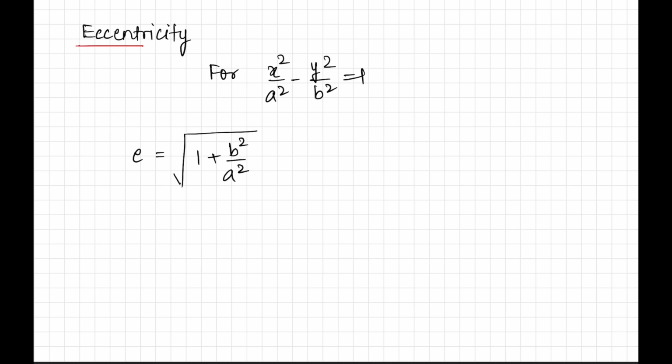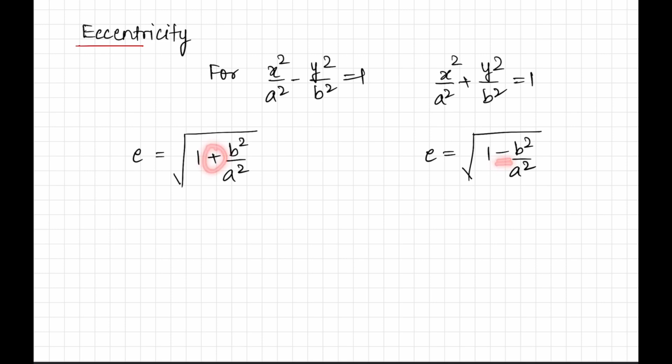Now, if you compare this with the equation of an ellipse, we have x square by a square plus y square by b square is equal to 1. In the case of an ellipse, eccentricity is given by square root of 1 minus b squared by a squared. As we had discussed earlier, if we replace b square by minus b square, this minus sign becomes plus, and on doing this, we get the values for a hyperbola. So this represents the eccentricity of an ellipse, and this equation gives the value of eccentricity for a hyperbola.